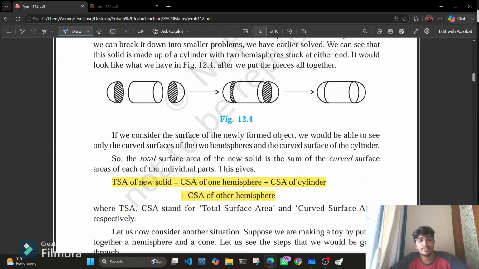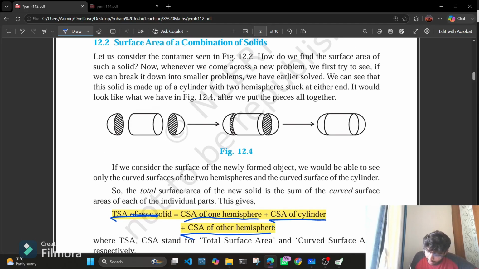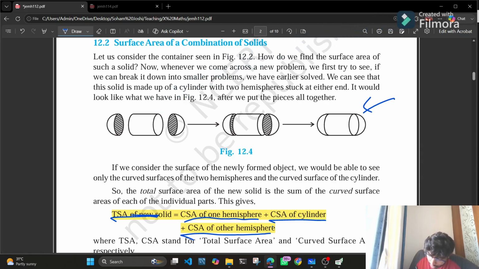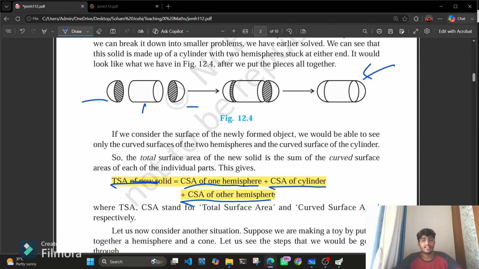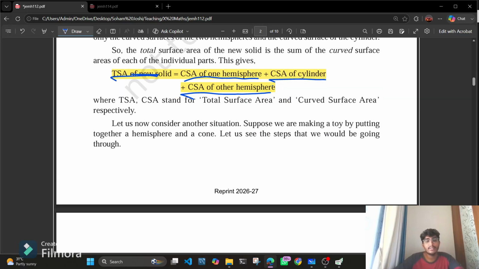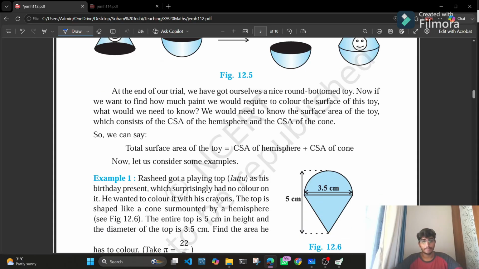Just for your reference, I'll also include the formula: the total surface area of a new solid is equal to the curved surface area of one hemisphere plus the curved surface area of the cylinder plus the curved surface area of the other hemisphere. Here they have also taken a tablet. It can be broken down as one cylinder and two hemispheres. So to get the total surface area, we need the CSA, that is curved surface area, of all of these three parts that we have derived from the figure.